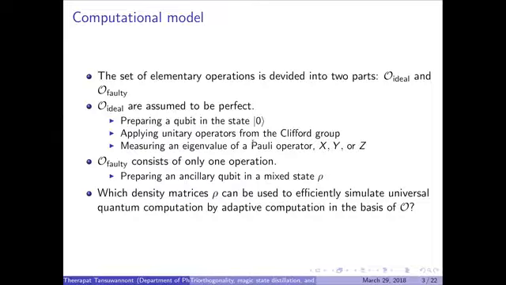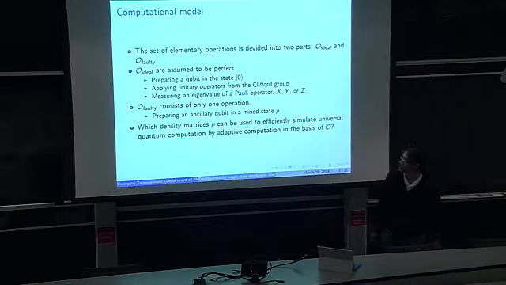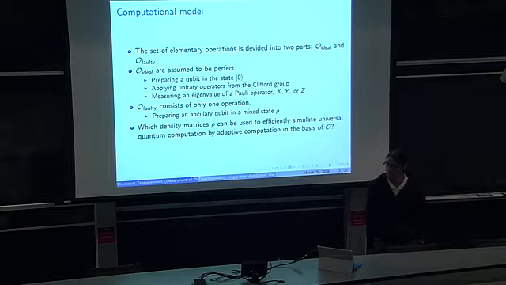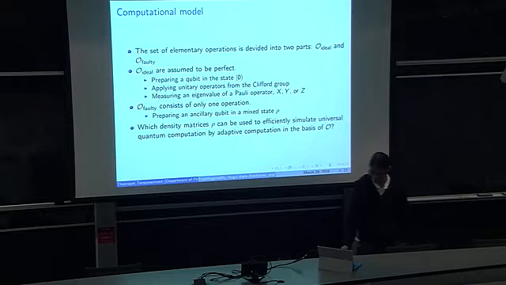So the set of all elementary operations can be divided into two sets: O ideal and O faulty. In the ideal set, all operations are assumed to be perfect. This includes the preparation of qubits in state 0, the application of unitary operators from the Clifford group, and the measurement of an eigenvalue of the Pauli operators X, Y, or Z.